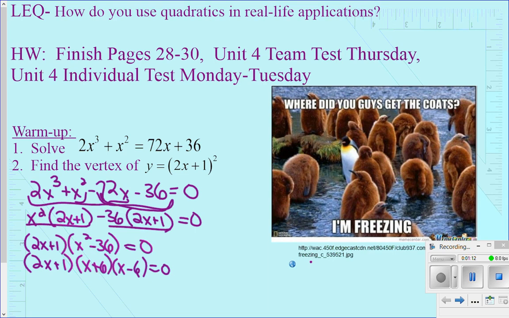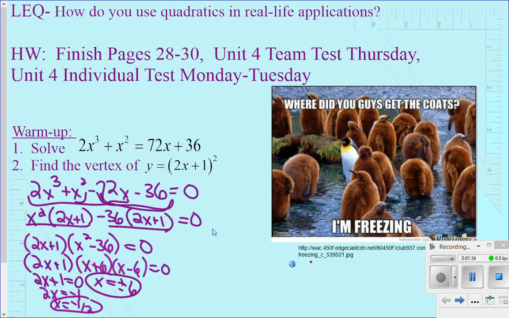I can see that x squared minus 36 factors, and it's set equal to 0. So 2x plus 1 set equal to 0, and x plus 6 and minus 6 set equal to 0 gives me plus or minus 6. So 2x equals negative 1, so x equals negative 1/2. So we have three solutions, negative 1/2, positive 6, and negative 6.